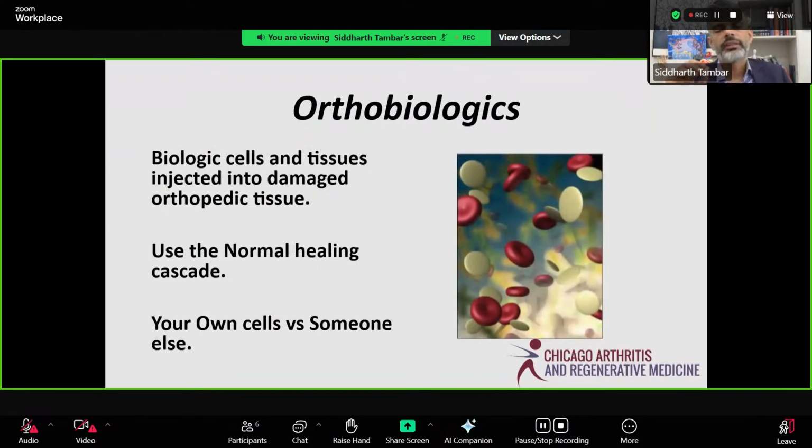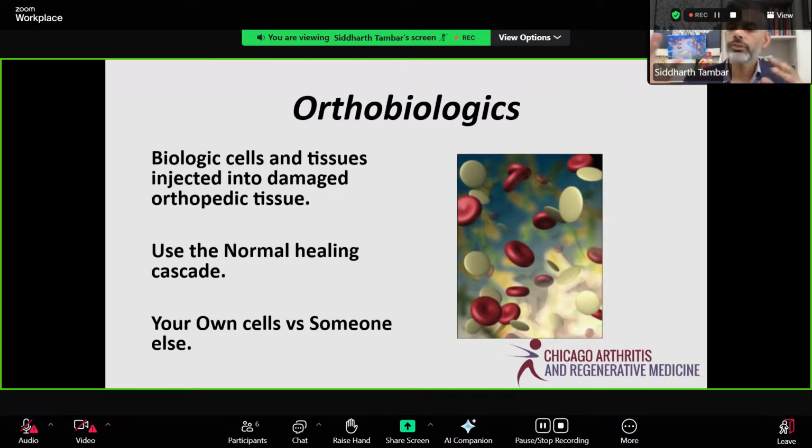So orthobiologics, these are the biologic cells and tissues that we extract and then re-inject into your tissue that's been damaged. Again, it utilizes that normal healing process, and I strongly, strongly recommend using your own cells versus someone else's. And the reason why is almost all the data that's ever been published in the world when it comes to arthritis and tendonitis and utilizing regenerative medicine comes from using your own cells. There's minimal to almost no data when it comes to using somebody else's.